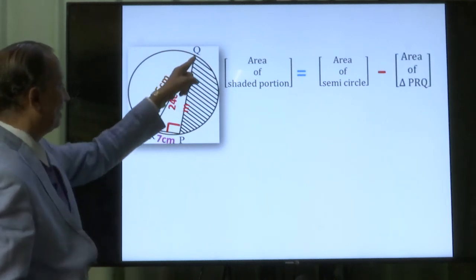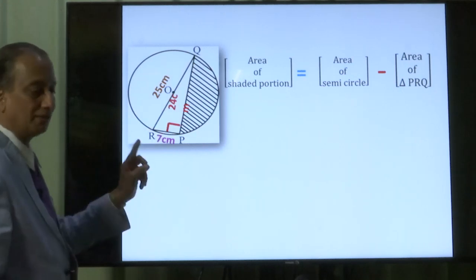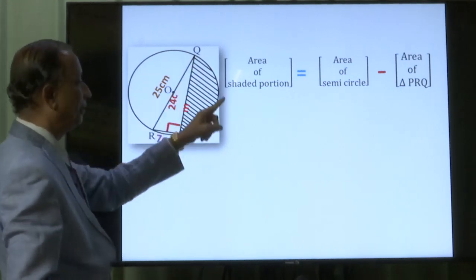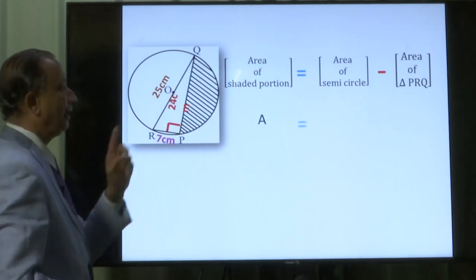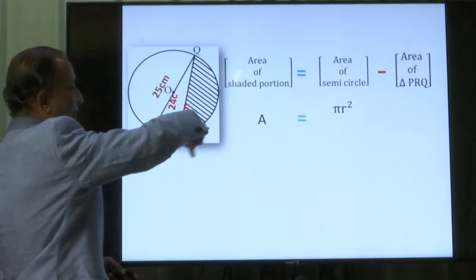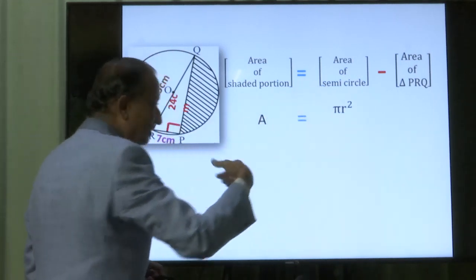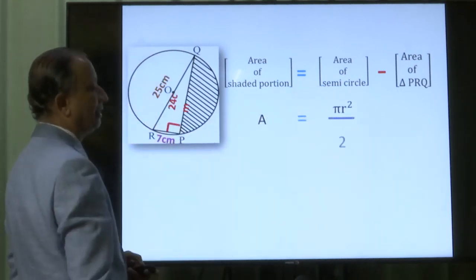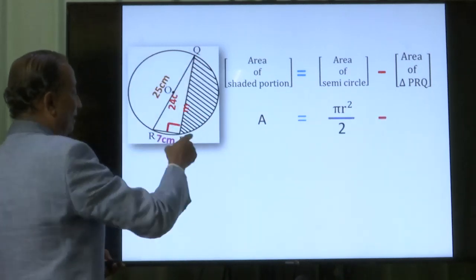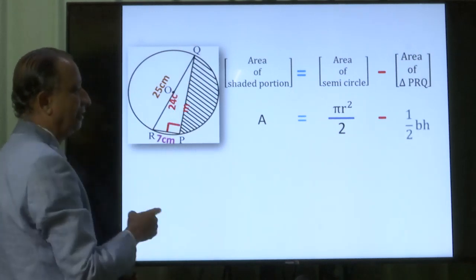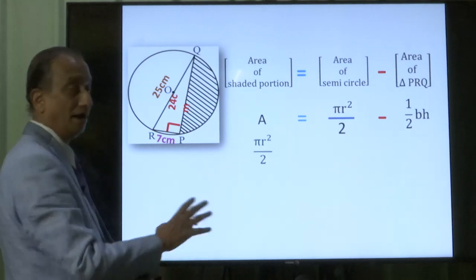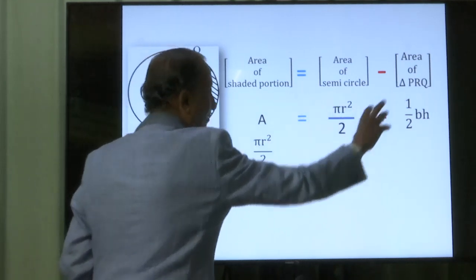Area of this right angle triangle. If you subtract this, you will get the area of this shaded portion. Now, area is equal to area of semicircle. Area of circle is pi r square, you want semi, half of that. So, pi r square by 2. From that, you have to subtract area of this right angle triangle, which is nothing but half into B into H. Now, let us find out the area separately.